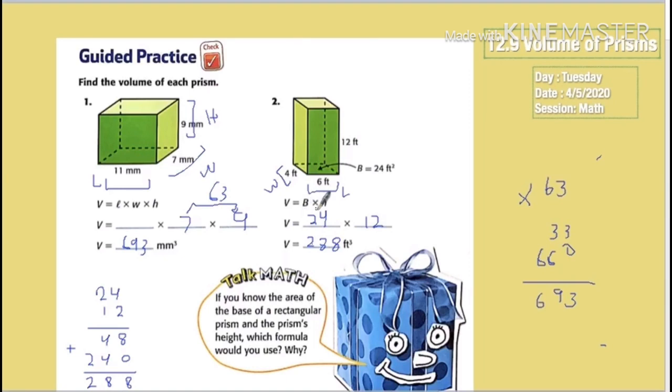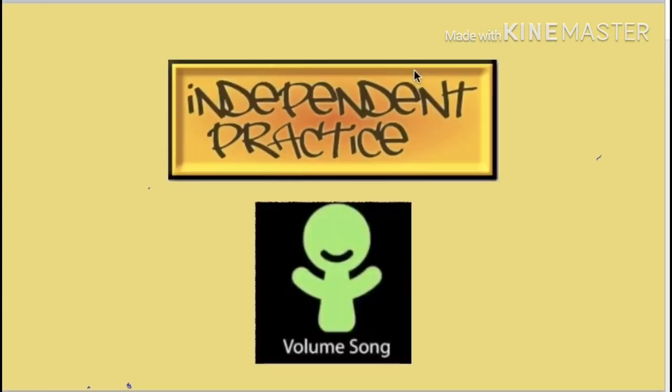Again, if you didn't want to use this formula for this problem, you would just do length times width times height, which is 6 times 4 times 12. You would get the exact same answer. So I could have used this formula for this problem and gotten 288 exactly the same way, just with a little bit different steps. So I hope this helped you to do the independent practice by yourself. And now, as usual, it's time for the song, Volume.